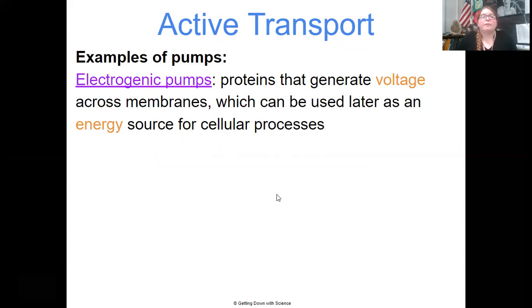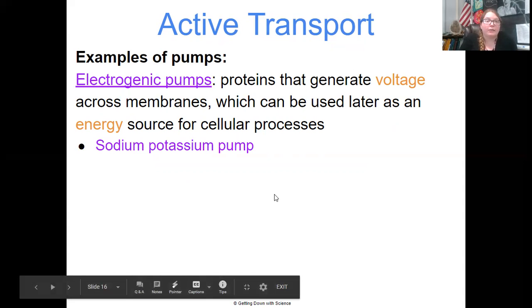So some examples of pumps: electrogenic pumps generate voltage across the cell membrane, which can be used as an energy source for other cellular processes. Breaking that word down, electro is like electricity, right? And gen means to create. So I'm creating a little bit of electricity, which is kind of cool.